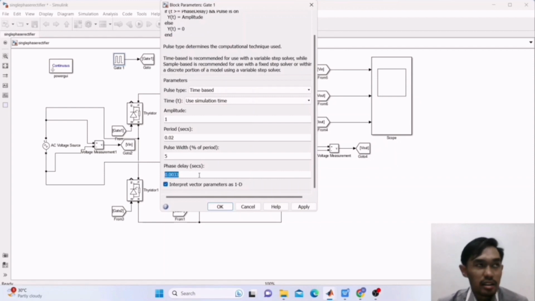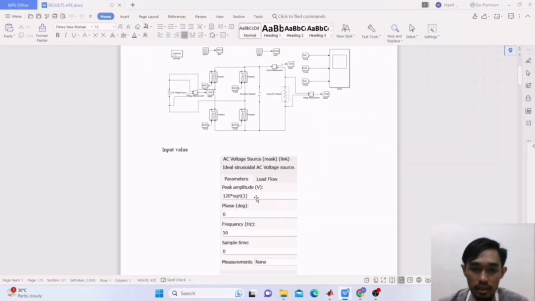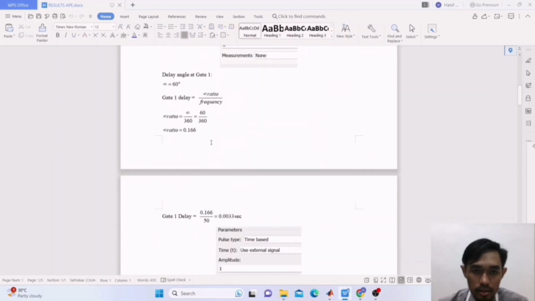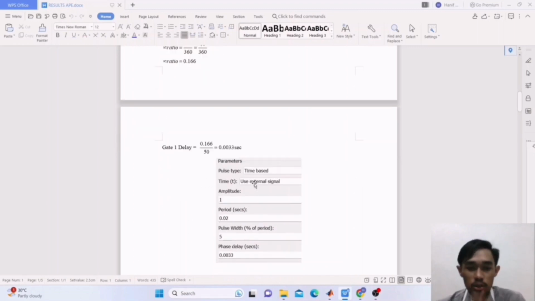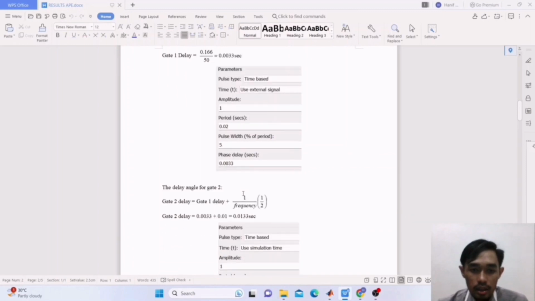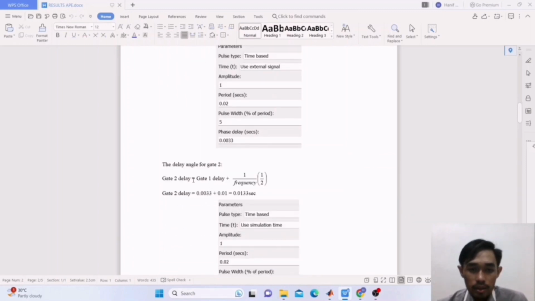For the phase delay, this is the result that I get after I use 60 degrees here. The calculation is 60 degrees, the ratio 60 degrees divided by 360, that I get 0.166, and after that I divide it by the frequency, that is 50 hertz, and lastly I get 0.033 second. For gate 2, it is almost the same, but with a little delay from gate 1. The gate 2 delay is equal to gate 1 delay plus 1 over frequency times 1 over 2. So the gate 2 delay is 0.0133 second.